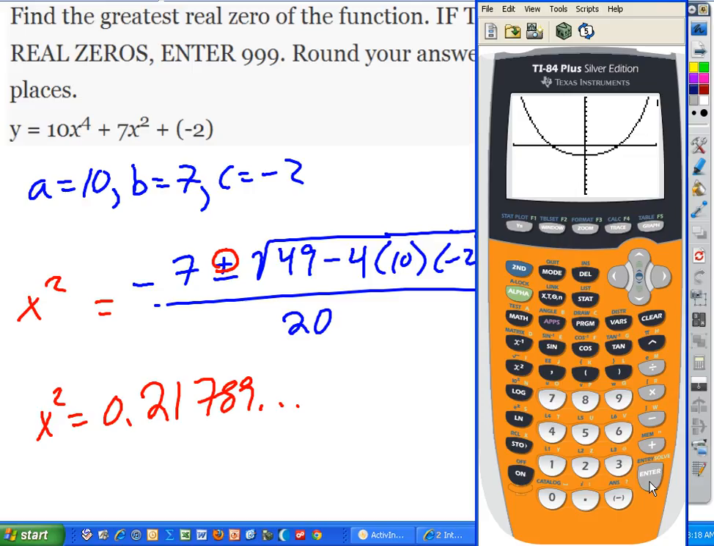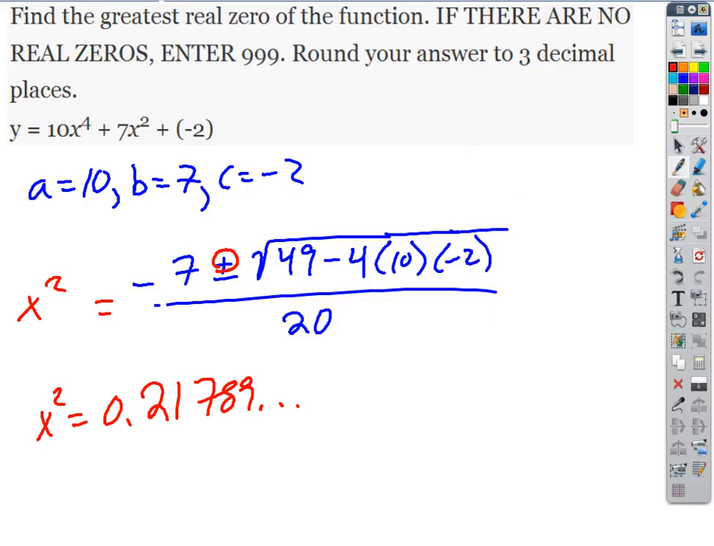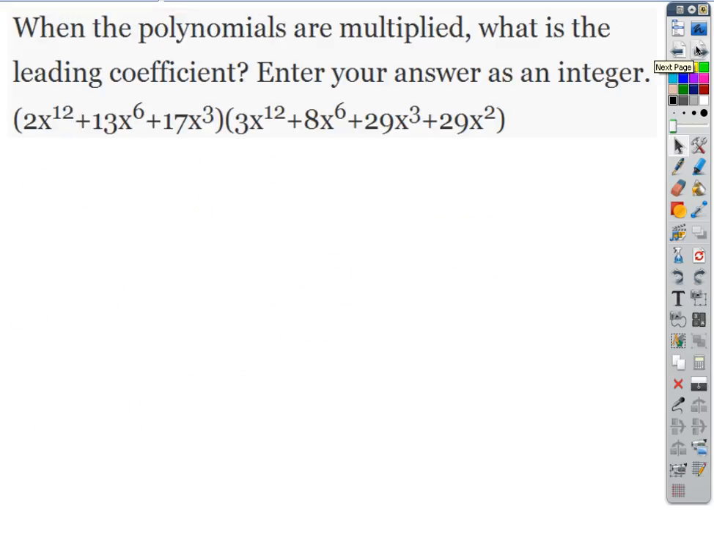Okay, what about this? When the polynomials are multiplied, what is the leading coefficient? Now that's a lot of work to expand those polynomials out, isn't it? If I were going to multiply these out and get an answer, I would have to distribute all three of these terms over all four of those terms and add up all the like terms, right? Is there a shortcut here? I hope so. Can anybody think of a way we could maybe cut some corners? It wants to know what's the leading coefficient. Now, what does it mean to be the leading coefficient?